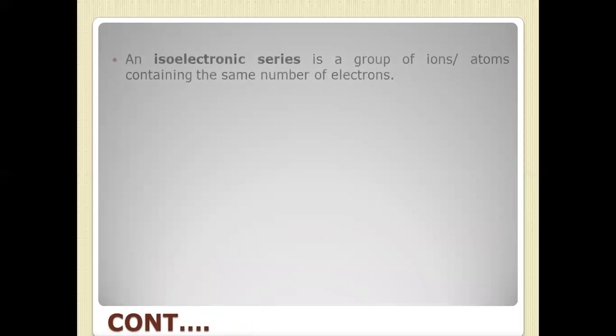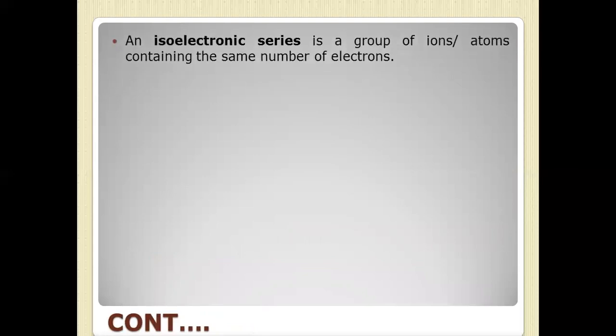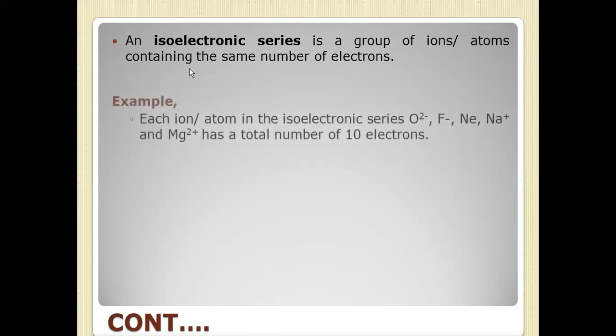So next we will go through the isoelectronic series. What is meant by the isoelectronic series? An isoelectronic series is a group of ions or atoms containing the same number of electrons. The word is very important. So what is called the isoelectronic series? The group of ions, or you can say isoatoms, containing the same number of electrons. So how is that possible?